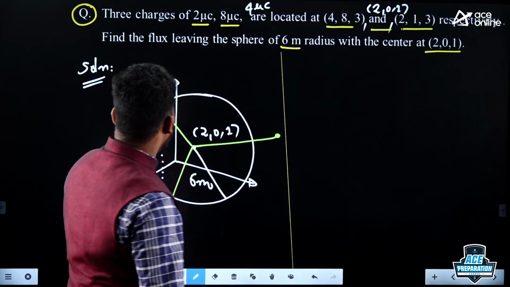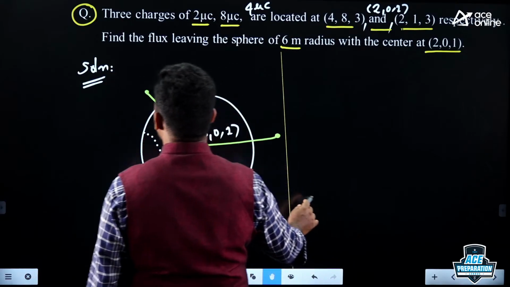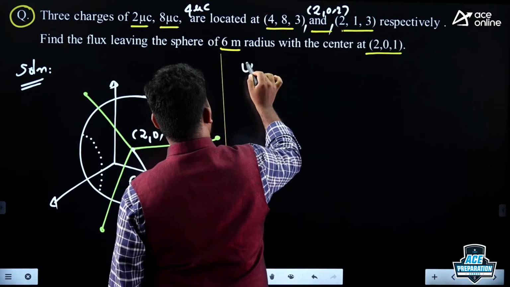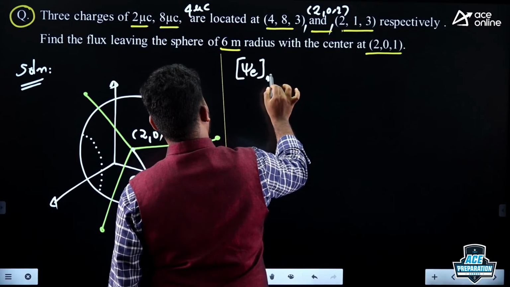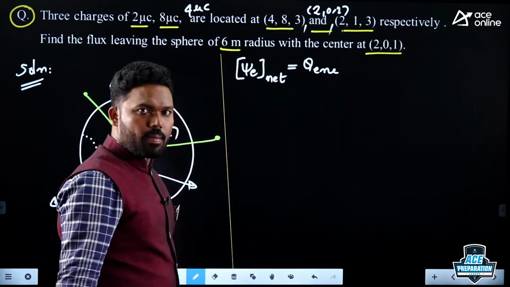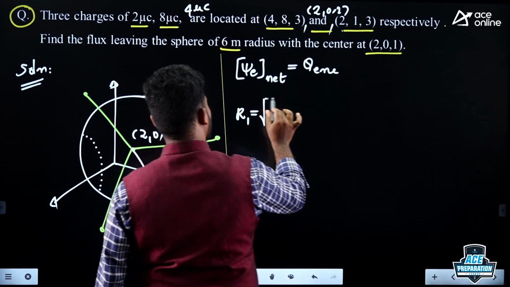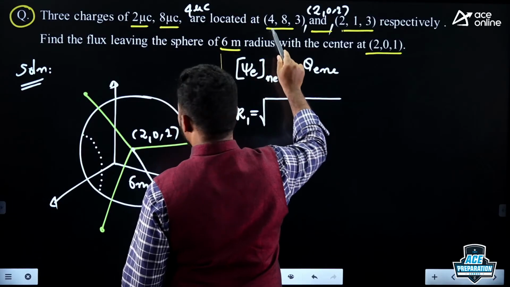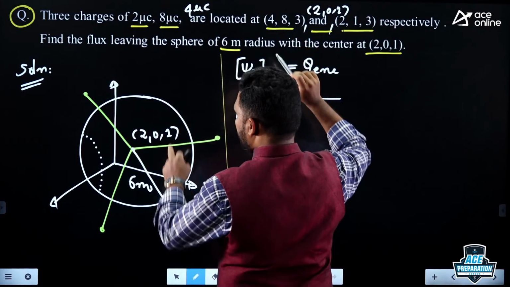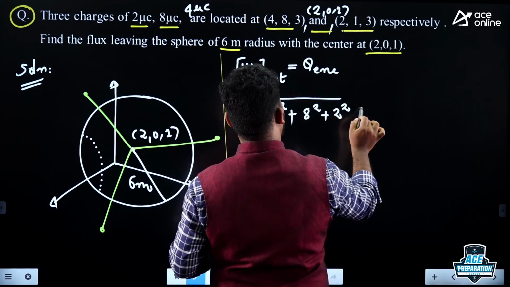Now you need to find the distance between these charges with respect to 2, 0, 1. From the Gauss law we know that the net electric flux is equal to the charge enclosed. So what is this R1 with respect to 2, 0, 1? It is square root of 4 minus 2, 2 square, plus 8 minus 0, 8 square, plus 3 minus 1, 2 square. So obviously it is greater than 6.